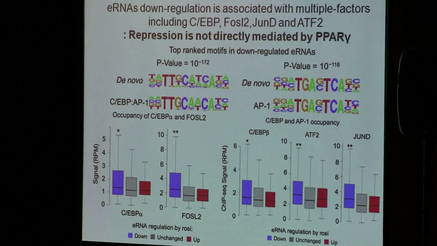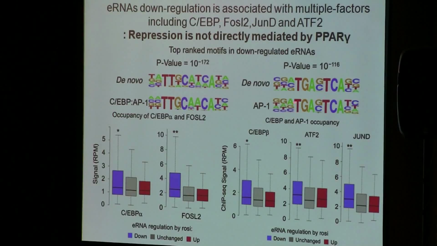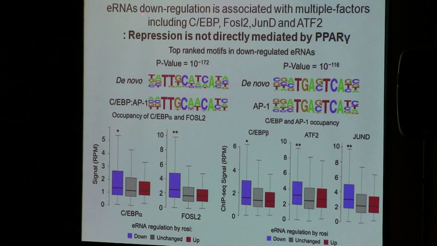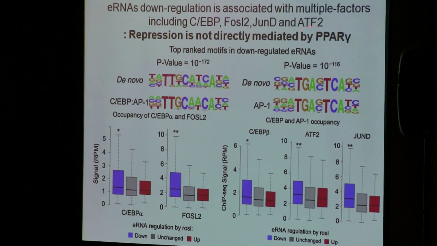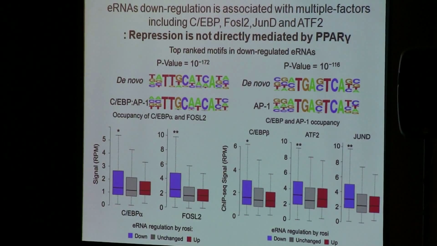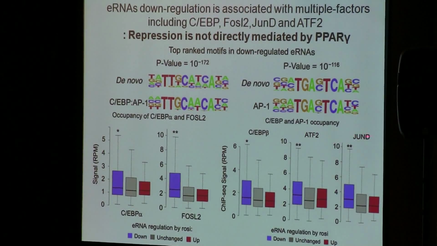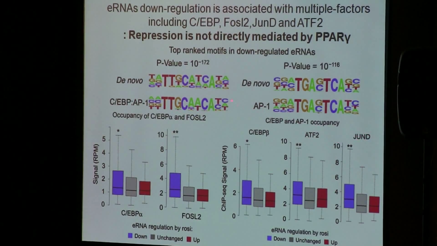CBP is responsible for that. But besides CBP, we found many AP1 factors, including FOSL2, JUND, ATF2. So repression is not directly mediated by PPAR gamma, but by many factors, including CBP and these factors. And using ChIP-seq, we checked the level of CBP, ATF2, JUND. So ATF2 and JUND are factors that have the motif of AP1 there.